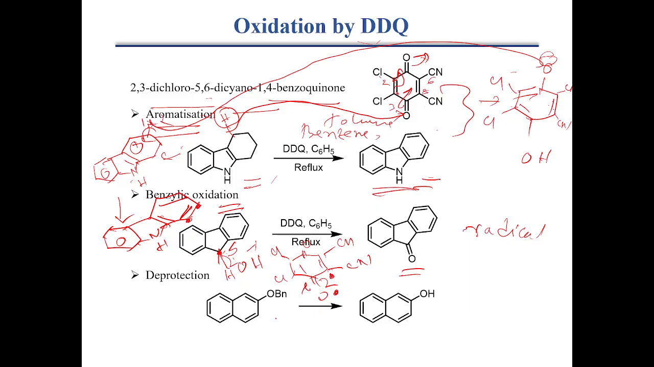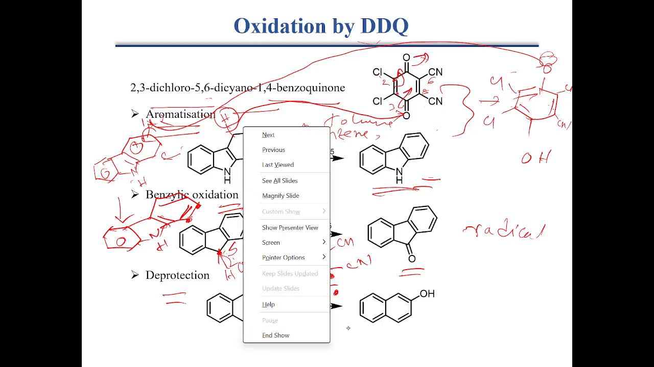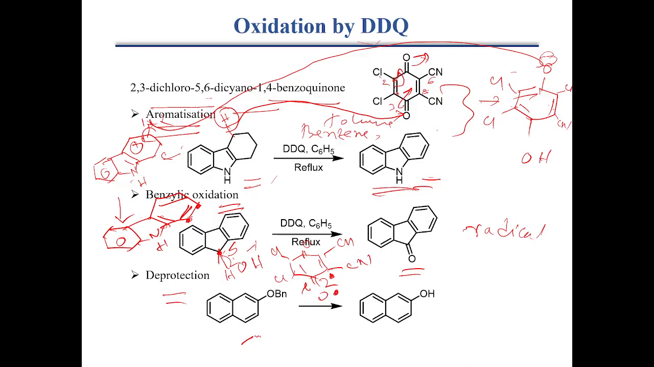In these cases, there is a very important reaction, the deprotection reaction. The benzyl group is this one, CH2Ph. So the CH2Ph is called the benzyl group, and it is deprotected by DDQ. This also happens through a radical mechanism. First, this benzyl CH2Ph.